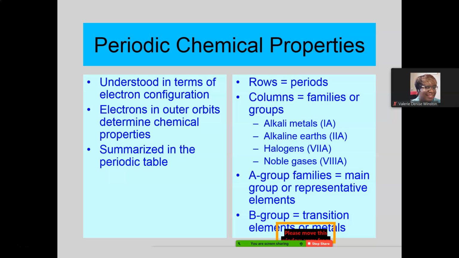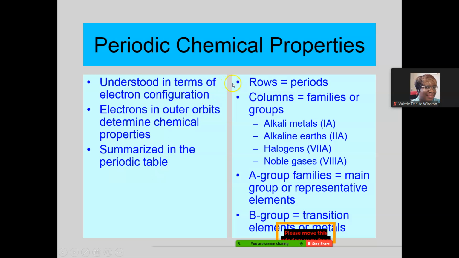So here's your periodic chemical properties. Now this is understood in terms of those electron configurations. The electrons in the outer orbitals determine the chemical properties, summarized in the periodic table, which I think we'll be showing next.